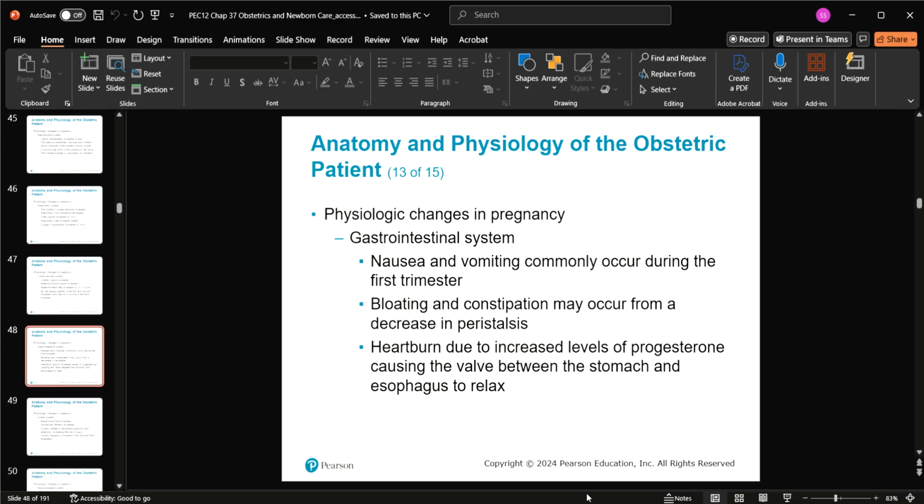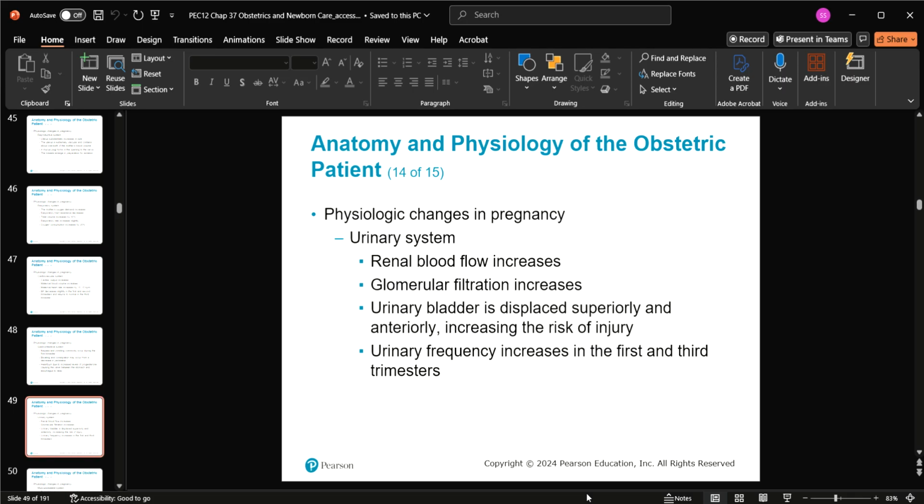All right, some other physiological changes. They may complain of heartburn, which is a very common complaint in pregnant women. Constant urination is another one. Frequency increases, especially as the child gets larger, because now it's pressing down on the bladder.